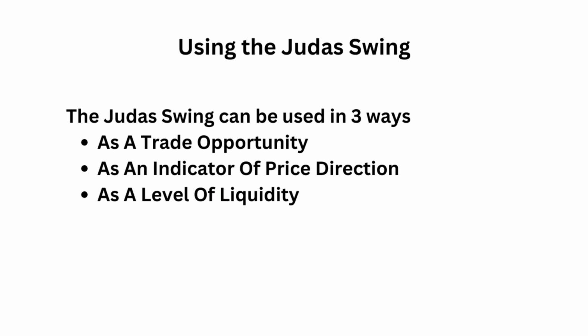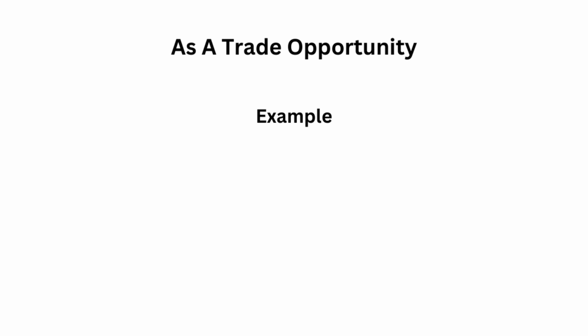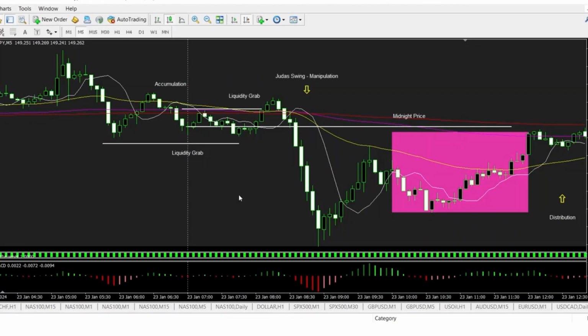Using the Judas Swing. The Judas Swing can be used in three ways: as a trade opportunity, as an indicator of price direction, and as a level of liquidity. Here's an example of using the Judas Swing as a trade opportunity. Here is where you can use the ICT Judas Swing as a trade opportunity.